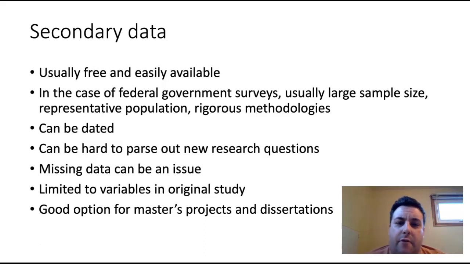In the case of federal government surveys, this data usually is pretty high quality. So it's usually a huge sample size. I mean, thousands and thousands of people. So it can be representative. Their methodology is pretty rigorous. So they have really high completion rates. They don't always have much missing data.